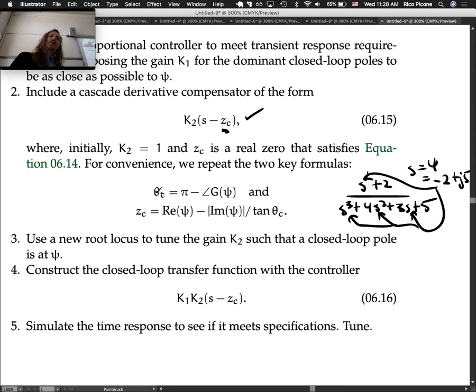Then once you know theta c, you're ready to plug that in and take the real part and imaginary part of psi, which is relatively easy. Take the tangent of theta c, which is also relatively easy. And then you have your ZC. So that is the procedure for finding where your ZC should be to make your root locus go through psi.